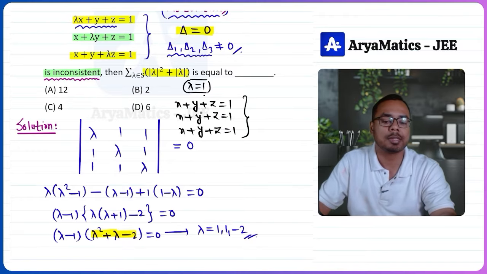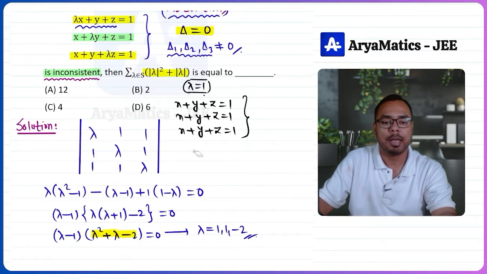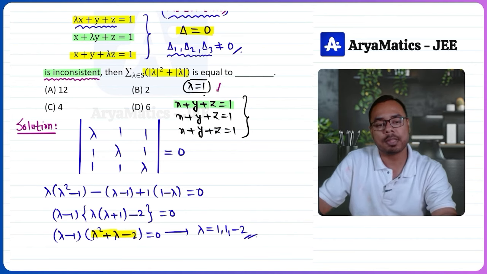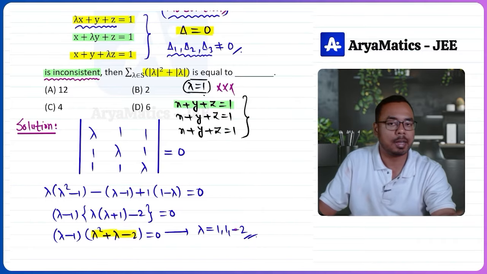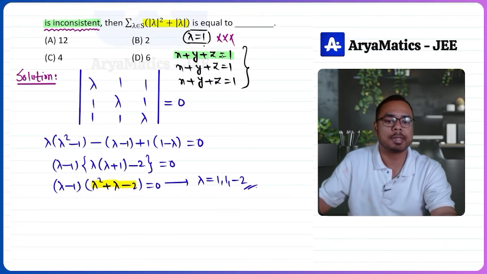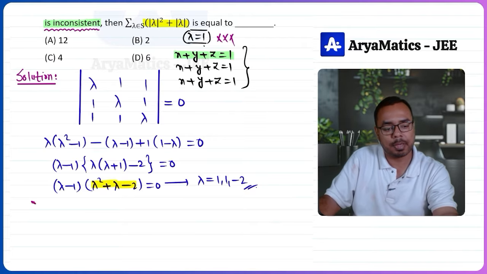For lambda equals 1, the system of linear equations will be consistent and it will have infinitely many solutions, because any xyz satisfying equation 1 will also satisfy 2 and 3, as all three equations are identical. So lambda equals 1 will give us infinitely many solutions. So the only other value that we are getting is minus 2, and none of the options is 0, so the only value of lambda for which it will be inconsistent is minus 2. If you want to be more sure, then you can write the system of linear equations for lambda equals minus 2.